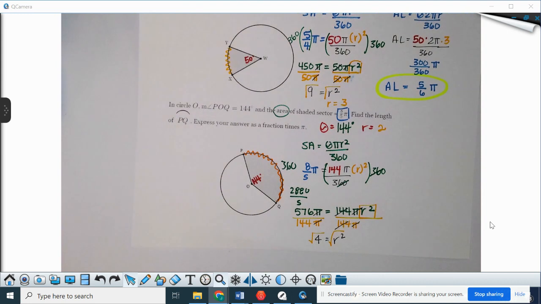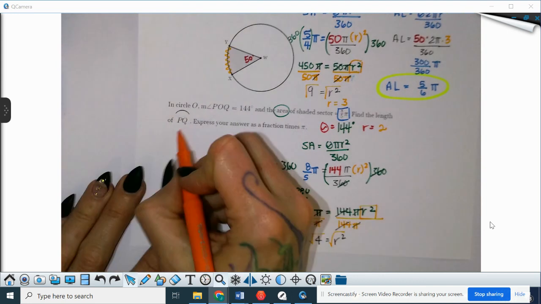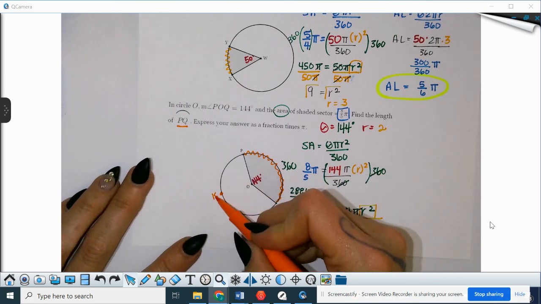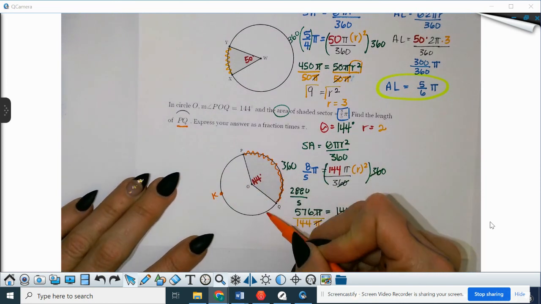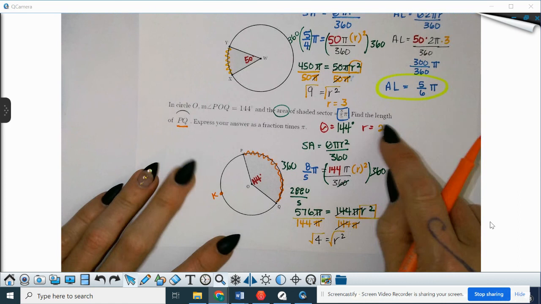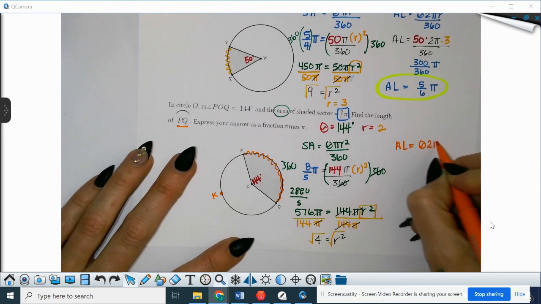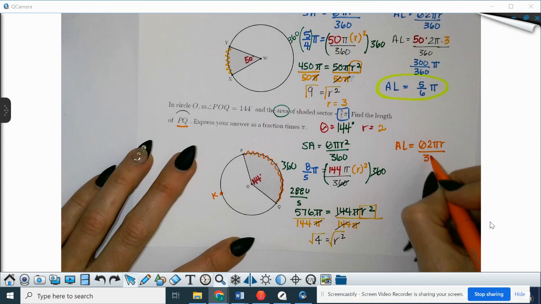And you know that because it's only 2 letters. If it was 3 letters, there would be another dot out here, like we can call it K. And they would go PKQ if they want to go this way. All right, so now we need to find the length. So arc length equals theta 2 pi r over 360.